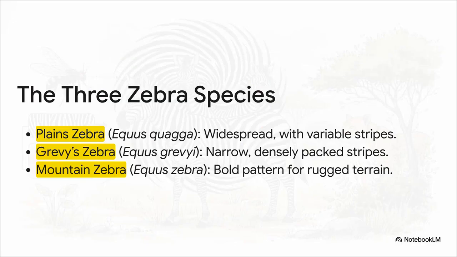Now, what makes this whole puzzle even harder, or maybe more interesting, is that not all zebras are striped the same way. It's not one size fits all. You've got your plains zebra, which is pretty common and has variable stripes. Then there's the Grevy's zebra with these super narrow, dense stripes. And finally, the mountain zebra with its bold pattern. This variation is a massive clue. It's basically nature telling us that a single, simple answer, yeah, that's probably not going to cut it.